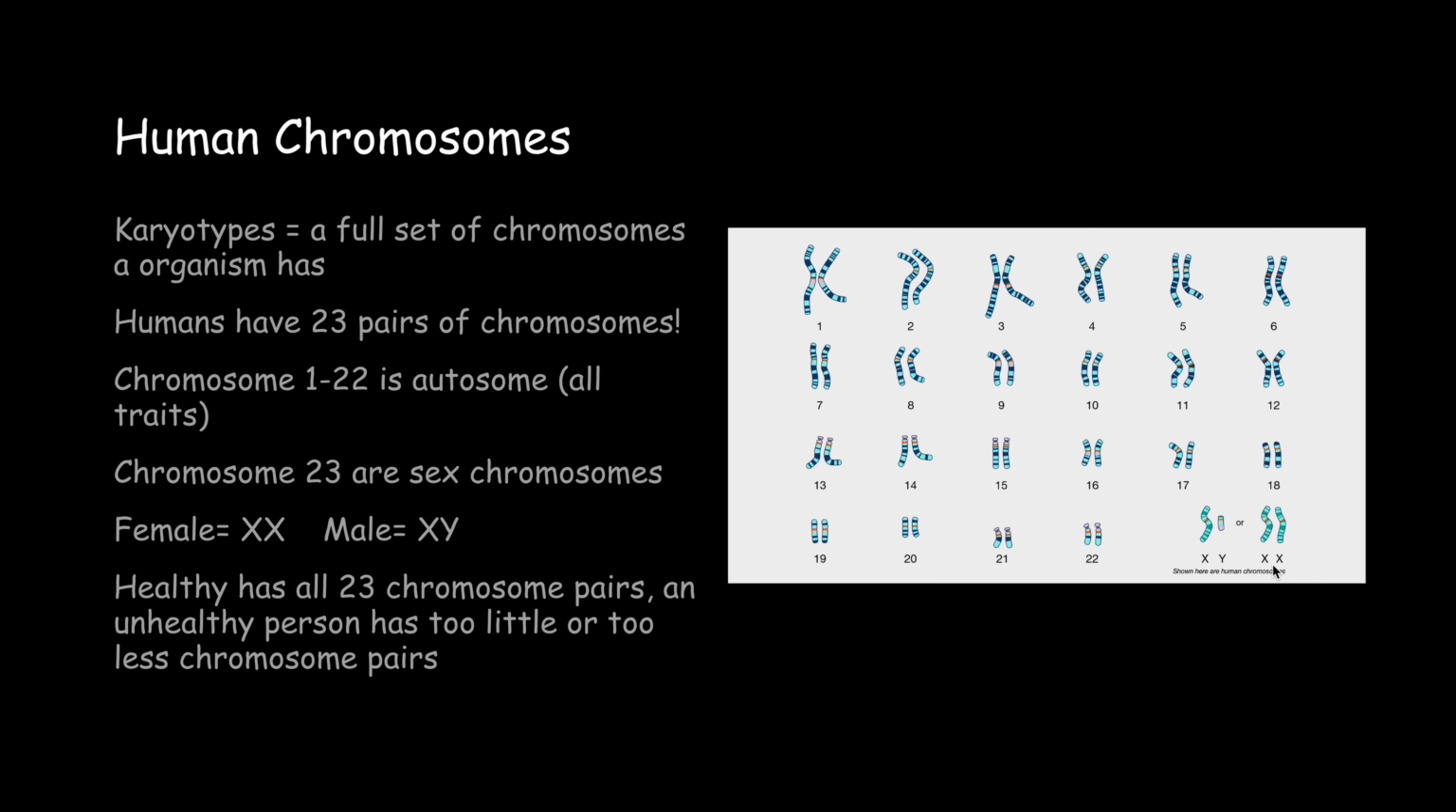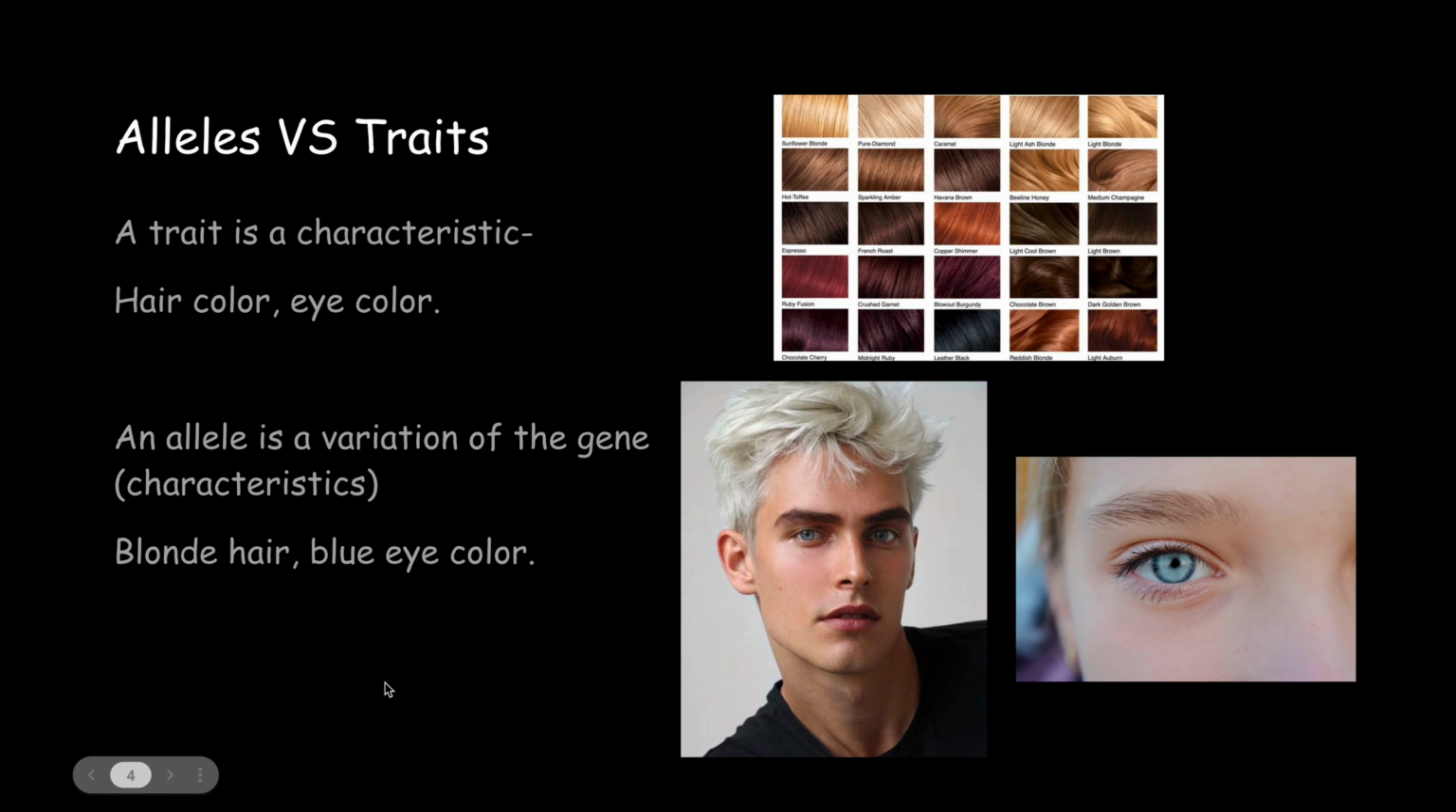A healthy person will have all 23 chromosome pairs. An unhealthy person will have too little or too much. Yes, there is a grammatical error there. My bad. So we have alleles versus traits.